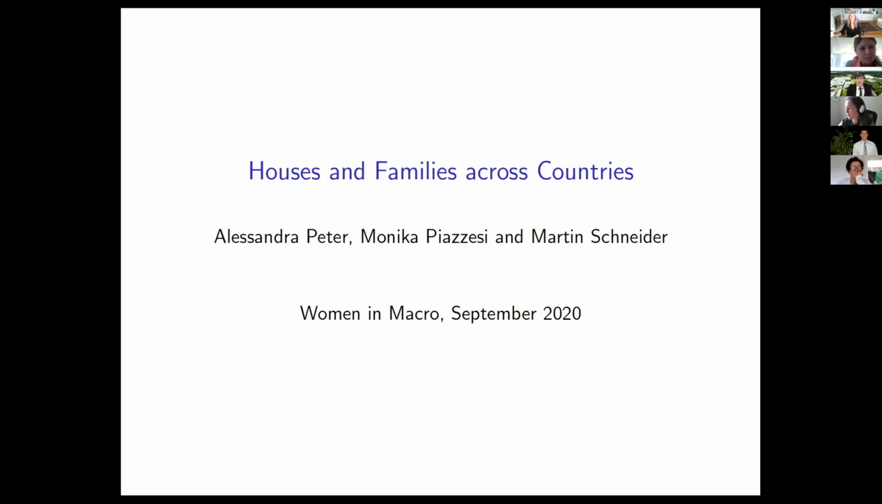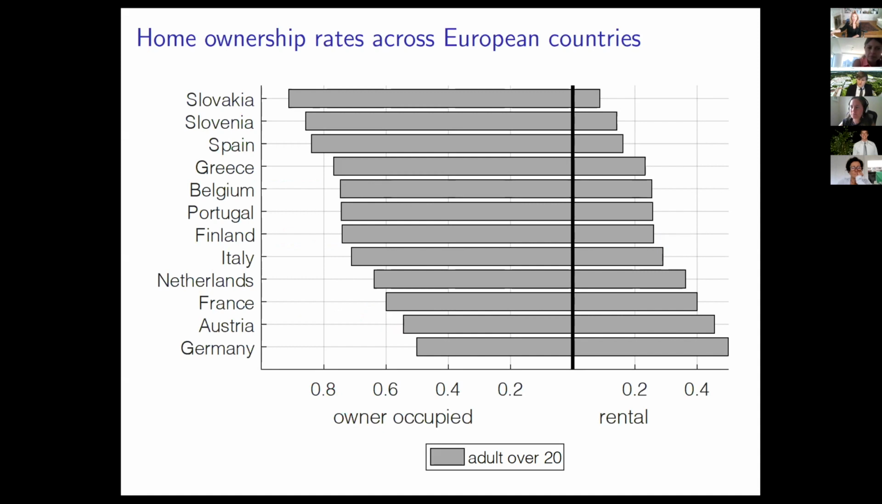So to set the stage, let me start by showing you some new data patterns we document on houses and families. This figure shows the home ownership rate across European countries. The bars correspond to the total fraction of the population in each country and are normalized to 1, so this is going to be 100% of the economy. Their position relative to the vertical line at 0 corresponds to the ownership rate. All the mass to the left are people who are in owner-occupied housing, whereas the mass to the right are renters. The aggregate home ownership rate differs widely across European countries, from about 90% in Slovakia to less than 50% in Germany.